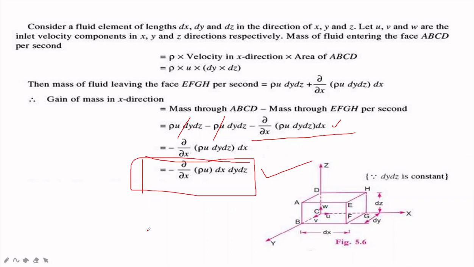partial differentiation of rho u dy dx and dz. So this is the gain of mass in x direction when the mass of fluid entering from ABCD comes near EFGH, and it will move again, it will leave the face EFGH. So this is the mass gained by the fluid, okay, while it is moving through a distance of dx.